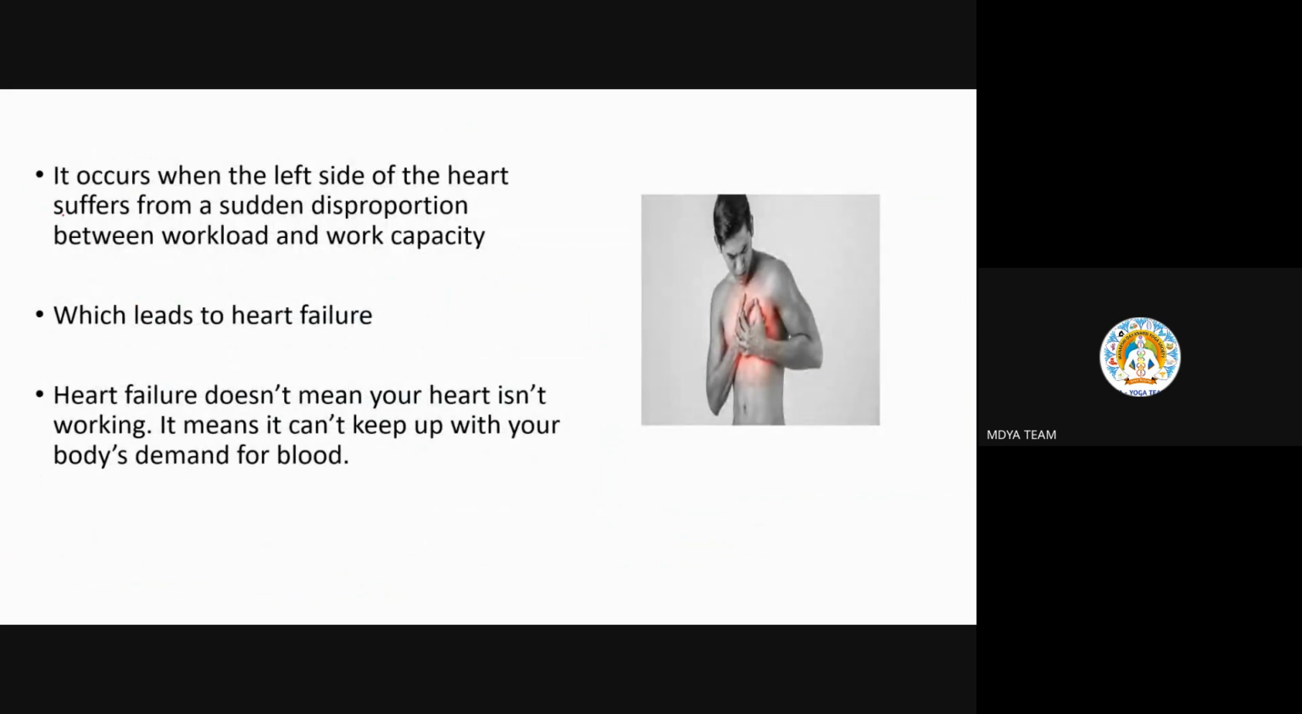Okay. So this cardiac asthma occurs when the left side of the heart suffers from a sudden disproportion or disturbance between the workload and work capacity. What do you mean by workload and work capacity here? Workload is what exactly the body is demanding. That is the workload, because that is something the heart has to do.